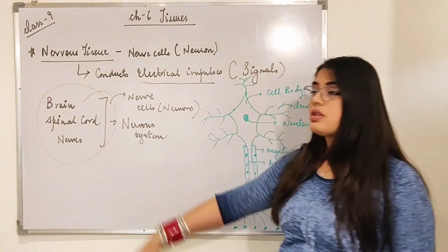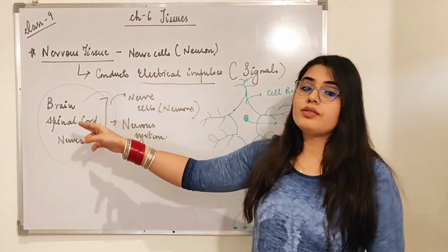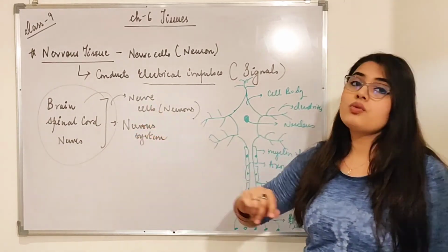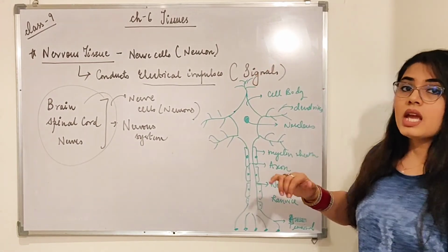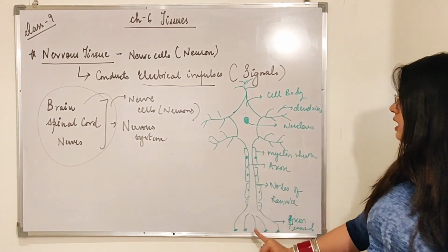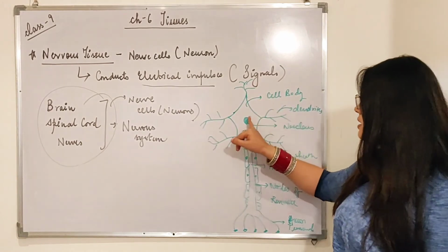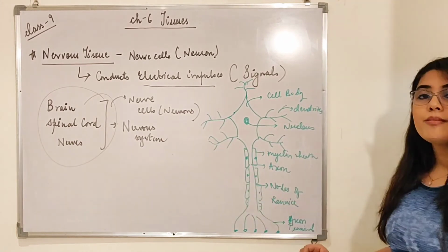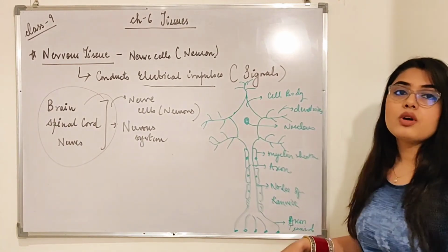Then there are three structures: the brain, spinal cord, and the nerves. They form the nervous system, but these three themselves are made up of nerve cells, also called neurons. So a single neuron looks like this. The center part is the cell body, and the lower part is known as the axon. These structures are known as dendrites, and in the center lies the nucleus. The axon is covered on both sides with the myelin sheath, but there are spaces present in between, and those spaces are known as nodes of Ranvier.